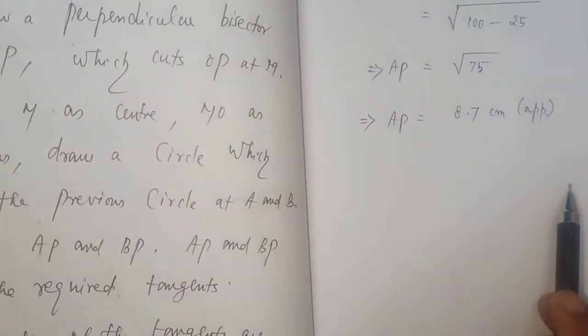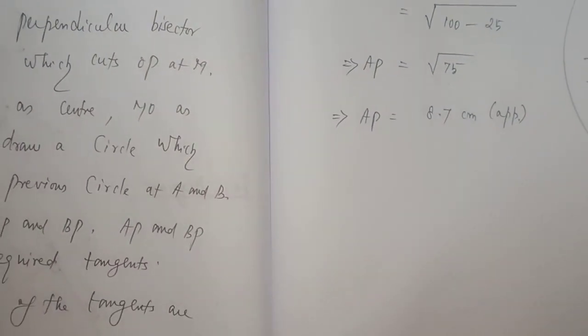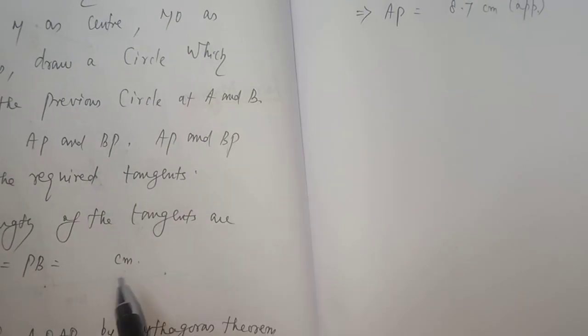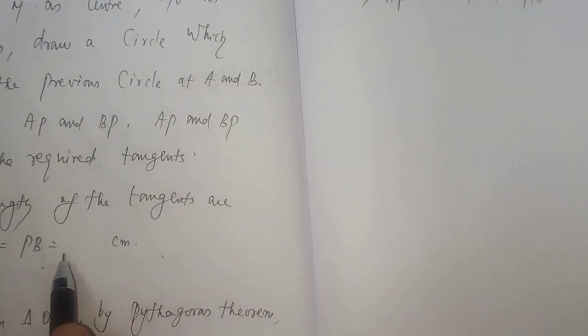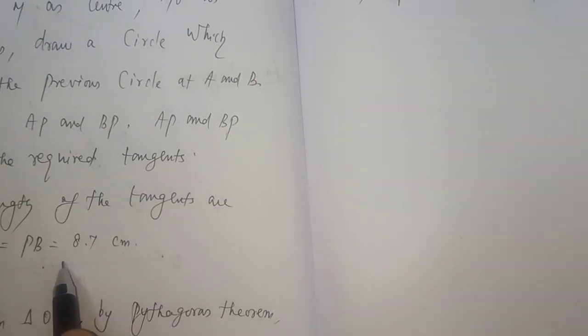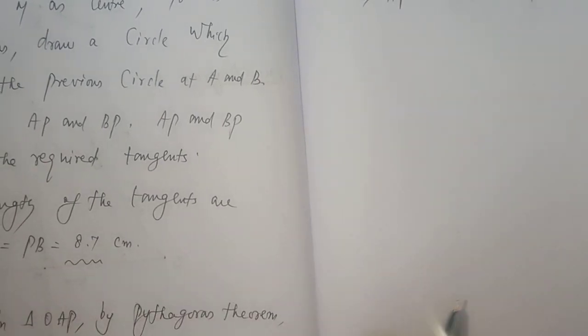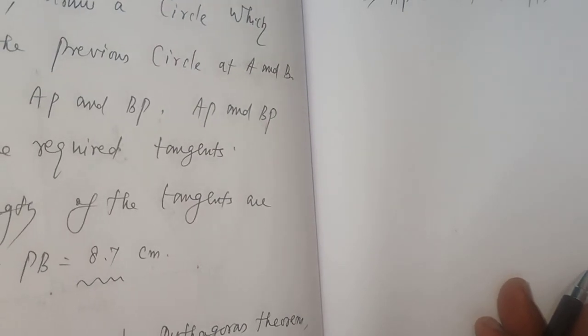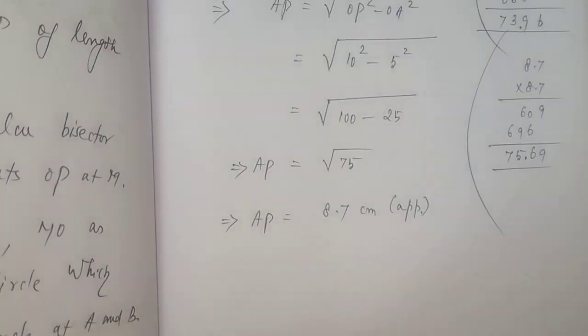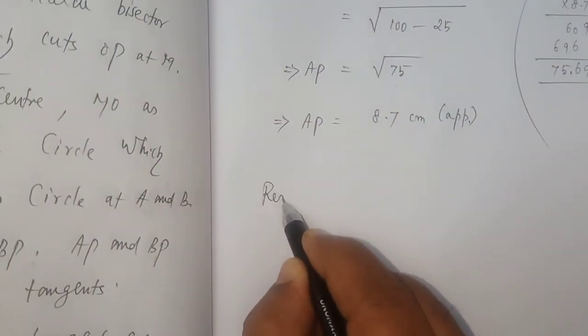Here we have left one space in the construction part in step number 6. In this area you have to put 8.7. So 4 stages and all over. Finally you have to write the result.